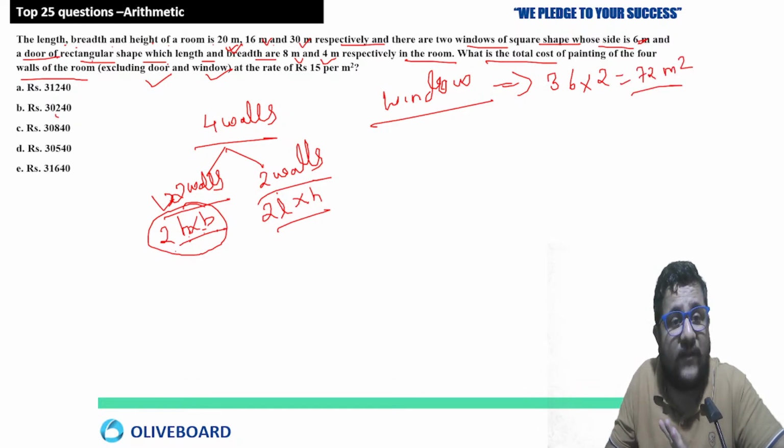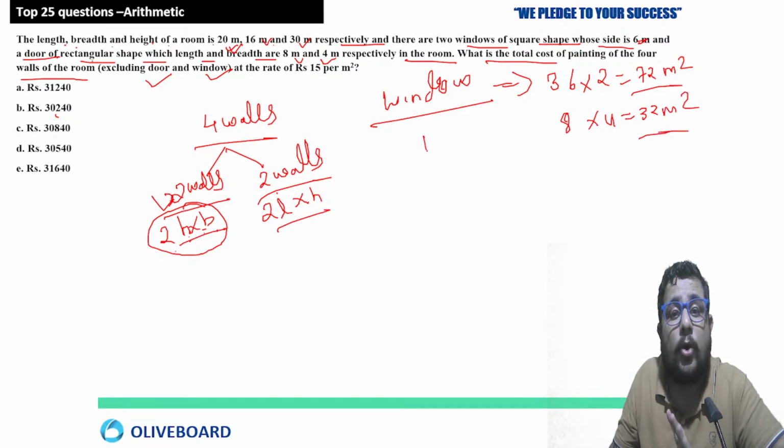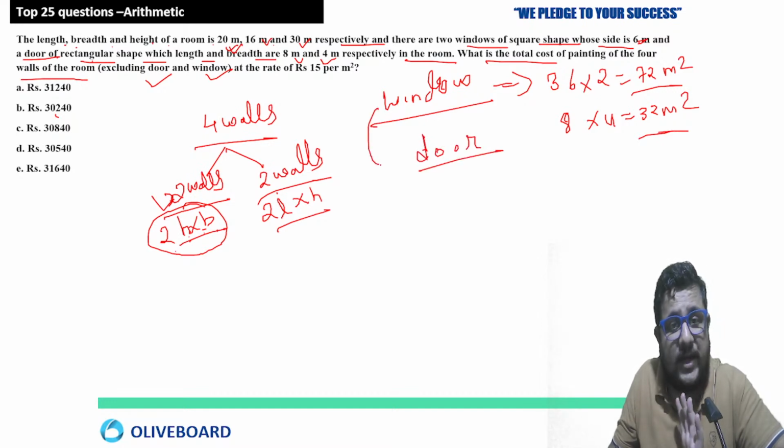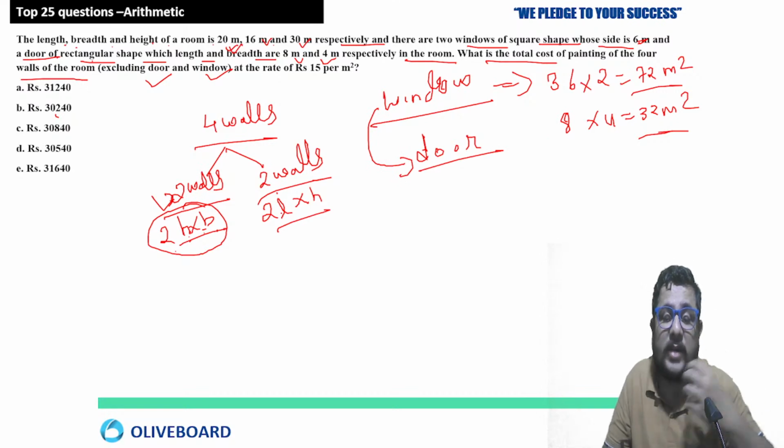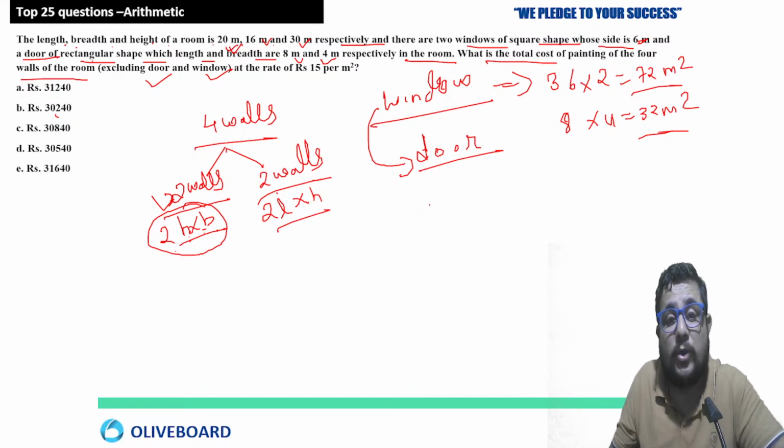Now, door of a rectangular shape whose length and breadth are 8 and 4. So 8 into 4, 32 meter square. This is going to be the area of that door. Clear? Window and door, why am I calculating? Because from the total area of those 4 walls, we have to subtract the window and door area. Then we can multiply, because we know the per square meter rate. And they are asking us the total painting cost, right?